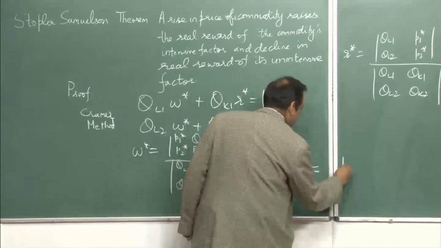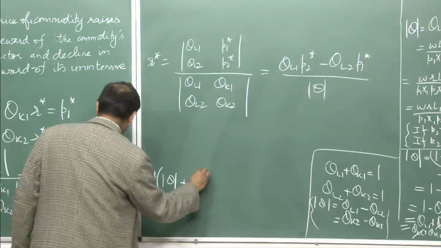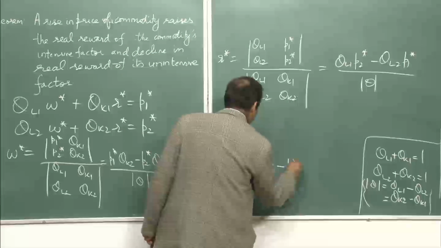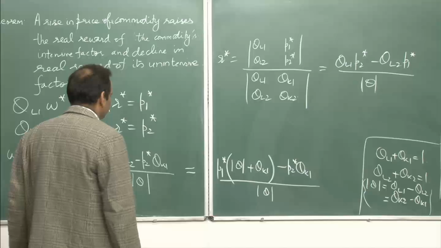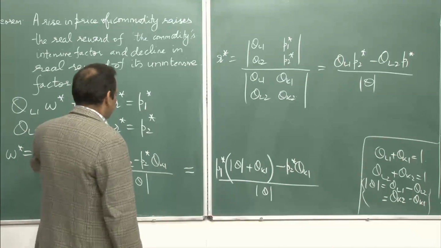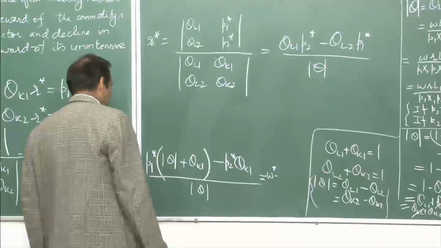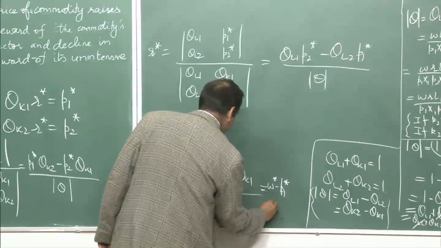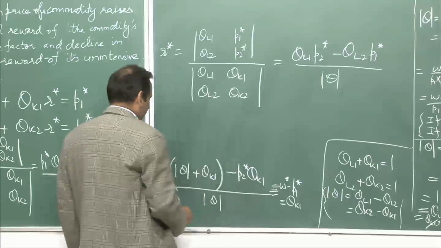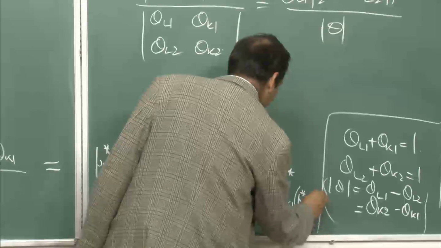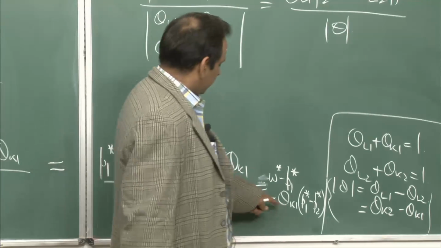Now, put P1 star and theta K2 is determinant theta plus theta K1 minus P2 star theta K1, divided by determinant theta. Now, you can write this to be equal to W star minus P1 star is equal to theta K1 times P1 star minus P2 star. So, you get W star minus P1 star equals theta K1 times P1 star minus P2 star.